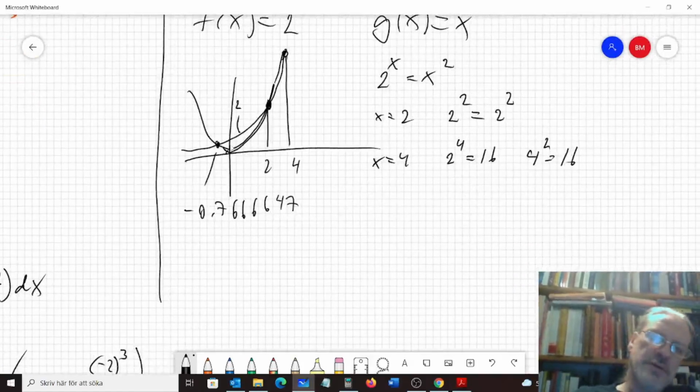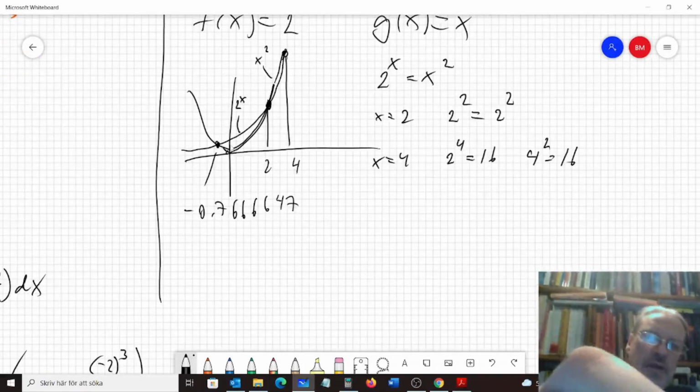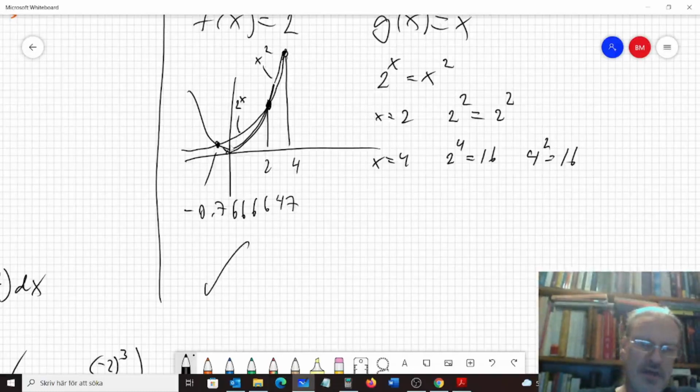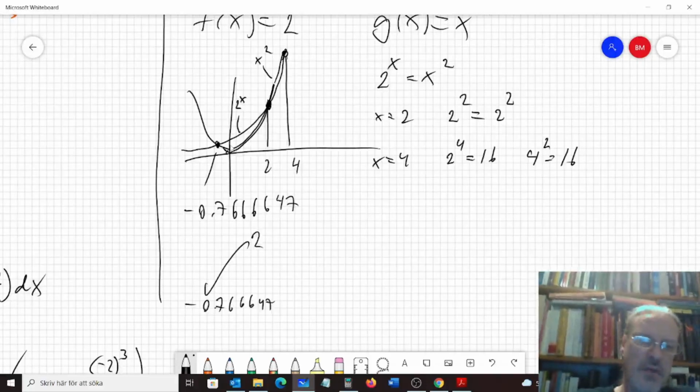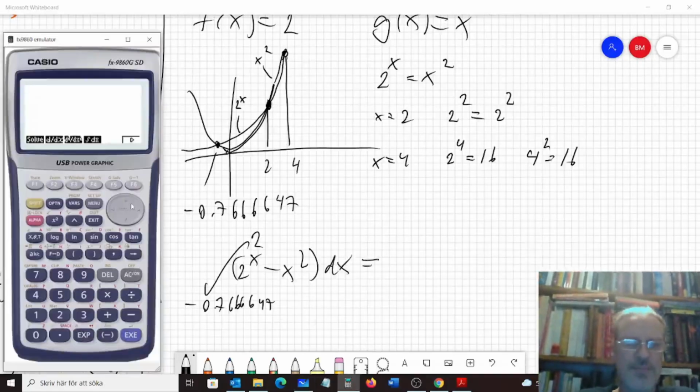Okay, so we need to do two integrals here, because we can see that for the first part 2 to the power of x is larger, and for the second part x squared is the larger one. So we do one integral from minus 0.76667 to 2 of 2 to the power of x minus x squared with respect to x. We do that on the calculator. So we need to find this integral. By the way, there should be one extra 6 there that I missed.